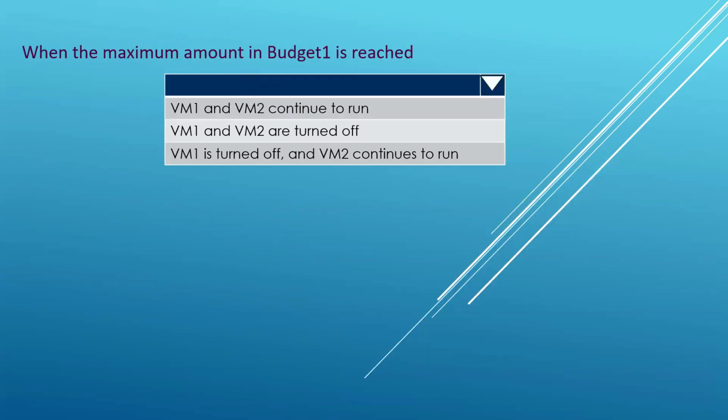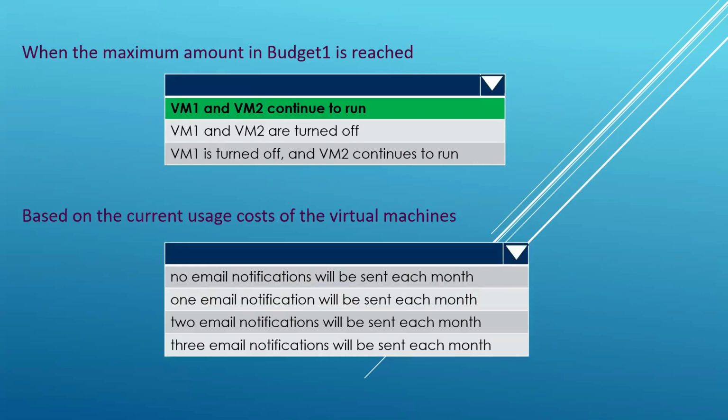Now let's look at the statements. When the maximum amount in budget 1 is reached, what will happen? Your options are: VM1 and VM2 continue to run; VM1 and VM2 are turned off; VM1 is turned off and VM2 continues to run. When the budget thresholds you have created are reached, only notifications are triggered. None of the resources are affected and consumption isn't stopped. So both the VMs will continue to run in this case.